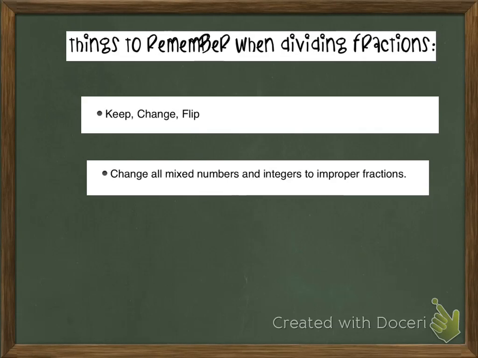Next, just like we did with multiplication, make sure you change all mixed numbers and integers to improper fractions. Now, I mentioned it with multiplying, and I want to mention it again, that when we multiply and divide, we use our triangle to help us figure out the sign of the answer.